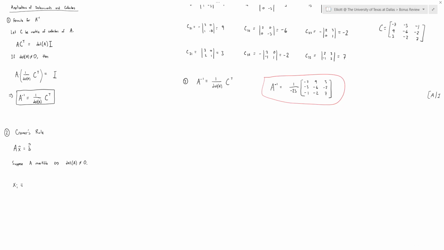So the general formula is x_i, the ith variable, is equal to the determinant of some matrix, which I'm going to call A_i, and then it's over the determinant of A. Now A_i is the matrix obtained by replacing the ith column of A with vector b, where b was whatever you had on the right-hand side of your system of equations.